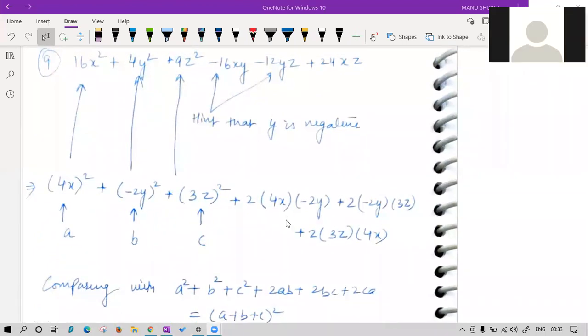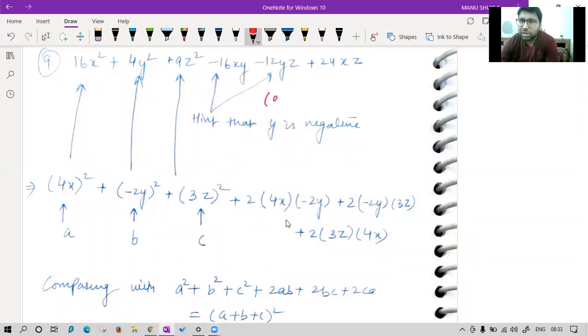16x square plus 4y square plus 9z square minus 16xy minus 12yz plus 24xz. If you remember, at the time I was teaching you identities, I told you only one formula, that was a plus b plus c whole square or x plus y plus z whole square. I told you you have to use the formula which is not used in the question. In the question we have x, y and z, so I will go for the first formula. And I will try to make these negatives.